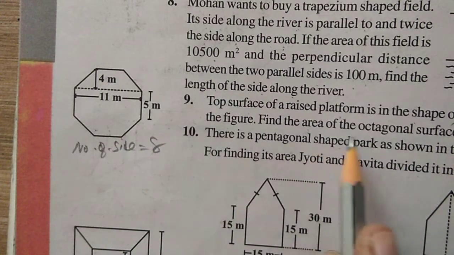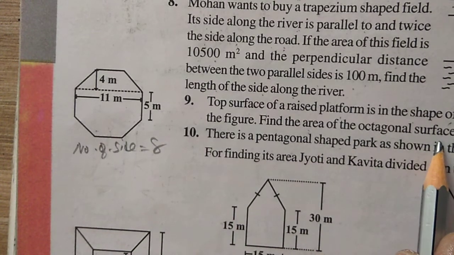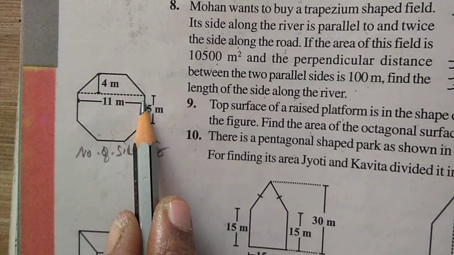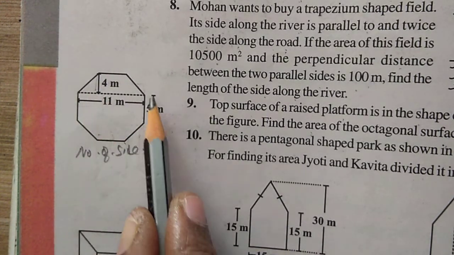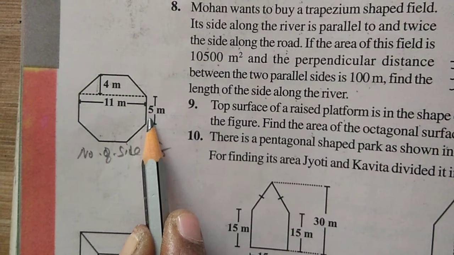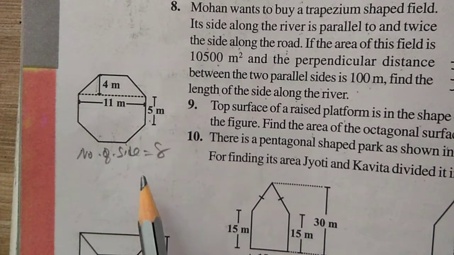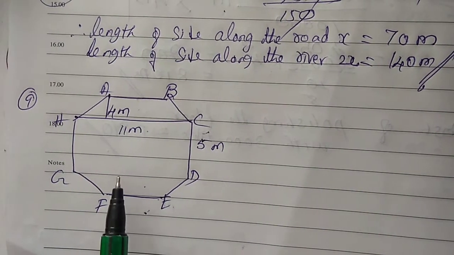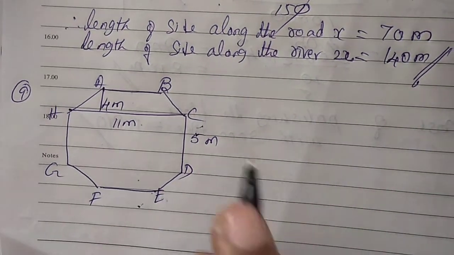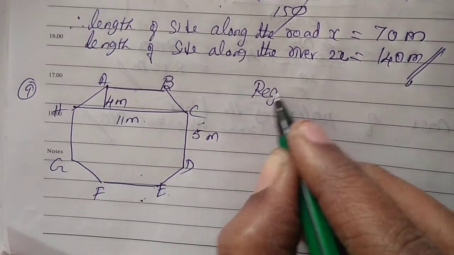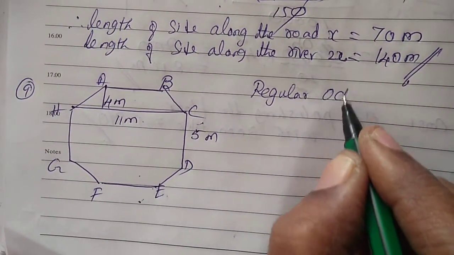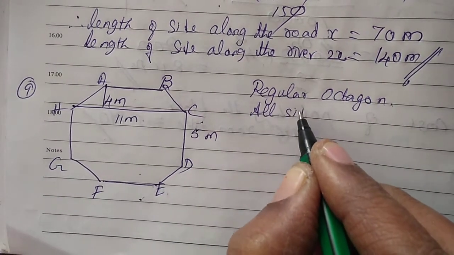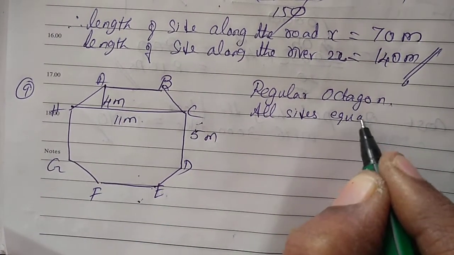So we can see here the diagram with the measurements given, 11 meter and 4 meter, and one of the sides of the octagon is 5 meter. Now let us do the sum. In the question it is given as a regular octagon. Regular octagon means all sides are equal, which is equal to 5 meter. And the diagram is given like this.